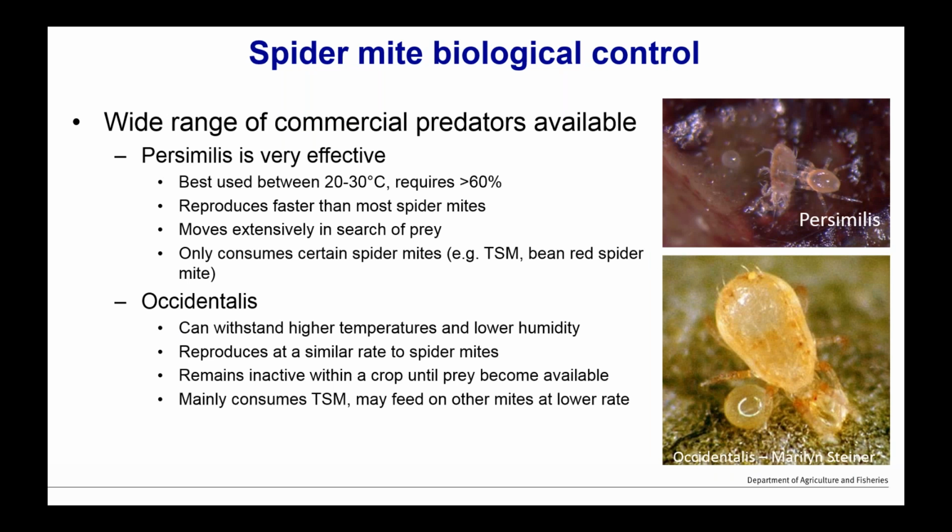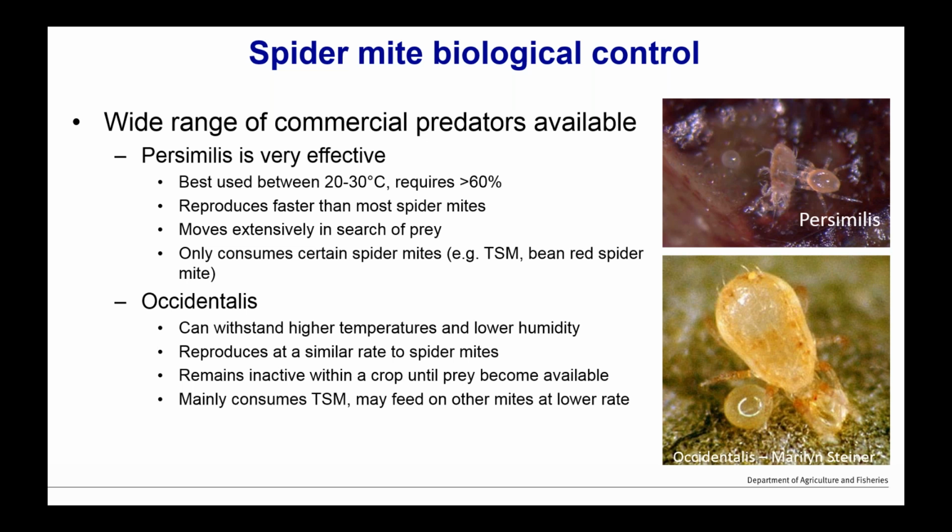So for spider mite biological control, there are the most number of predatory mites available. Persimilis is probably the most widely used, and it's very effective. It reproduces more quickly than two-spotted mite and most other spider mites, and it moves extensively in search of prey items. So this will mean that it will eat all of the spider mites in a particular crop, and then it will move to the surrounding area in search of food. Now that's a good thing in some ways, that they're searching for food and actively going to look for it.